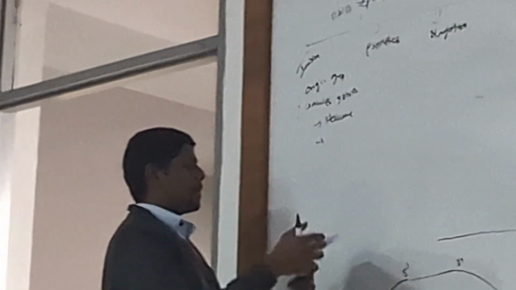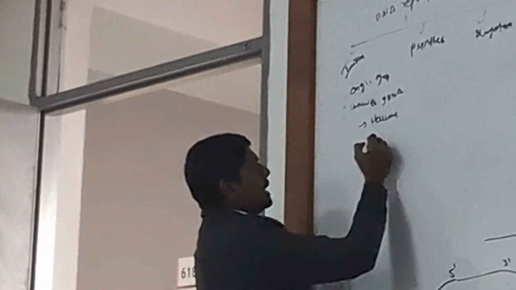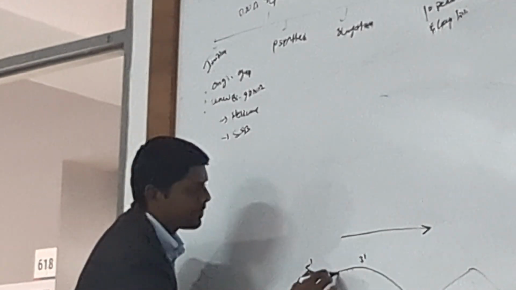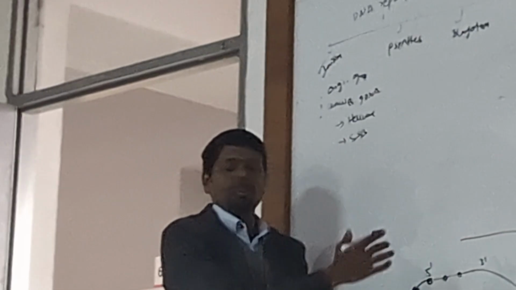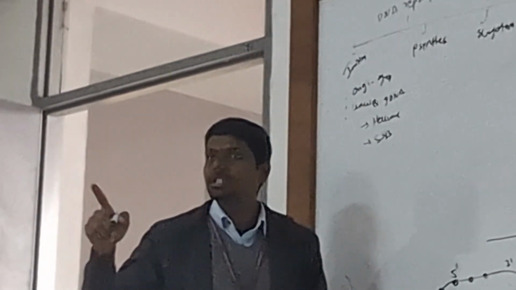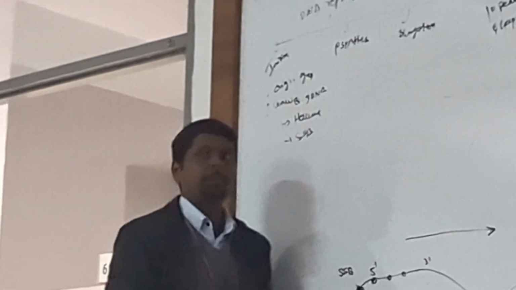After unbinding, what happened next? Now SSB proteins will coat here. So they will maintain that unbinding status of the DNA. SSB proteins will maintain the unbinded portion and prevent the supercoiling. So these are called as SSB proteins. SSB proteins are kept in their place, right? After SSB proteins, what happened?